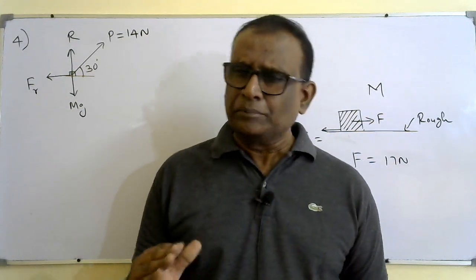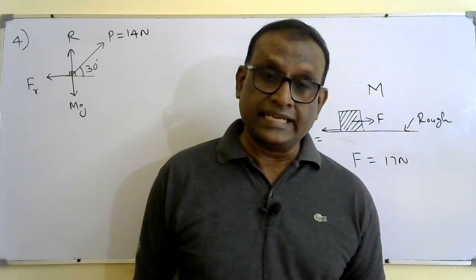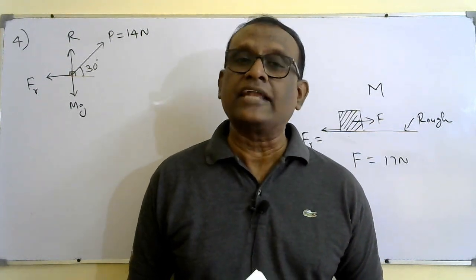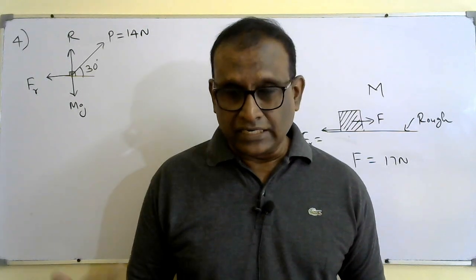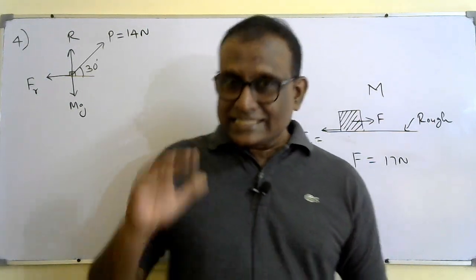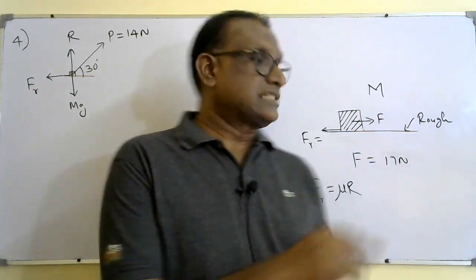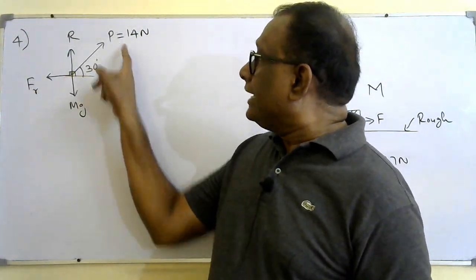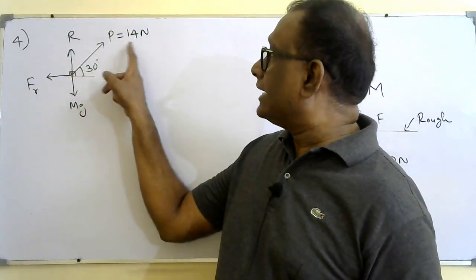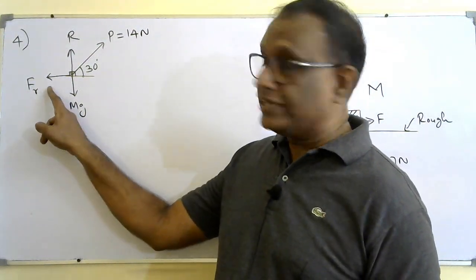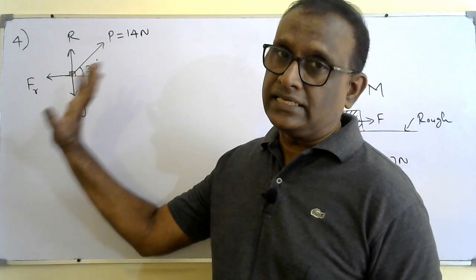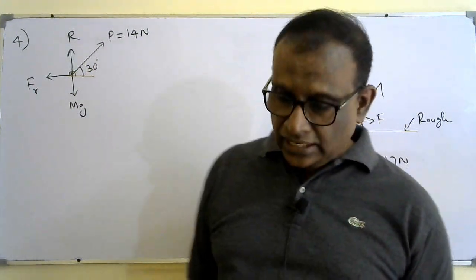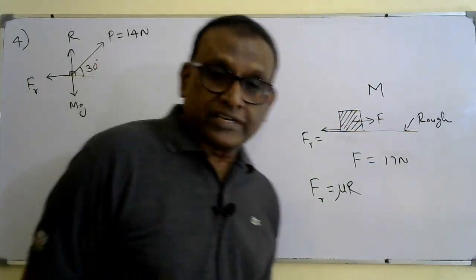If the block is about to move, that means it has reached limiting friction, where we can use F equals mu R. Otherwise, we can't use F equals mu R. If it is still at rest, it hasn't reached the limiting friction, then the friction force must be equal to P cos 30. That is, 14 cos 30 must be equal to friction until it reaches the limiting friction. So we'll see what the frictional force could be.